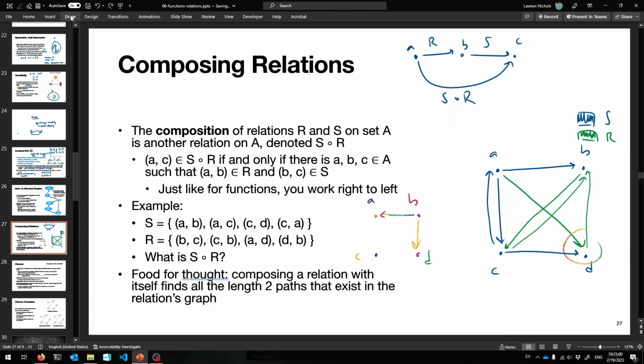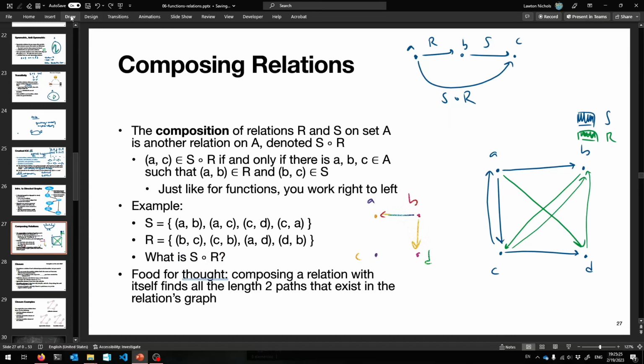And then finally, what about D? Are there any green arrows coming out of D? Yes, there is one. And are there any blue arrows coming out of B now? No. So again, there's nothing in the composed relation coming out of D. So it looks like in the composed relation, we know that B is related to A and B is related to D. Those are the only things under the S composed with R relation.